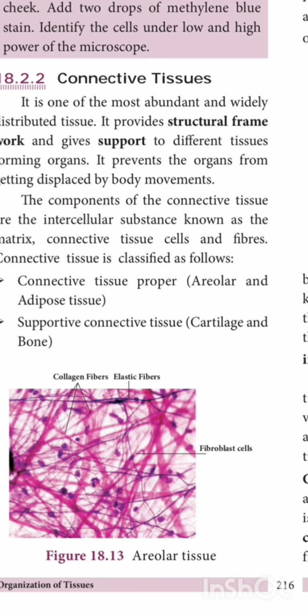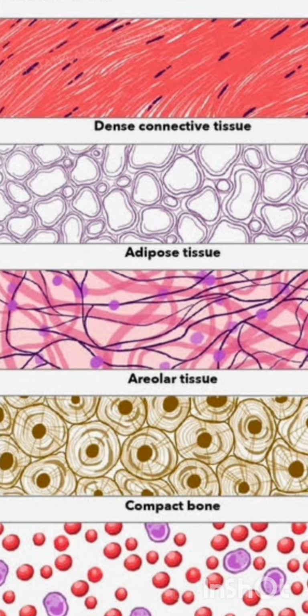It provides structural framework and gives support to different tissues forming organs. It prevents the organs from getting displaced by body movement. Tissues that support, protect and give structure to the other tissues and organs in the body are connective tissues. Connective tissues also store fat and help repair damaged cells. Connective tissue is made up of cells, fibers and gel-like substances. The components of the connective tissues are the intercellular substance known as the matrix, connective tissue cells and fibers.